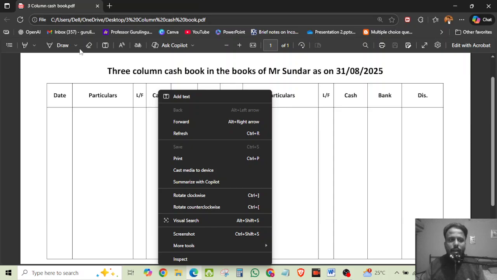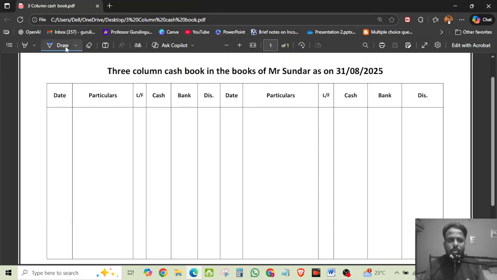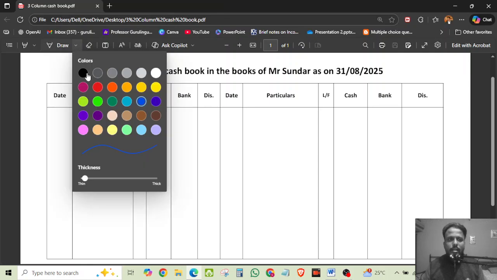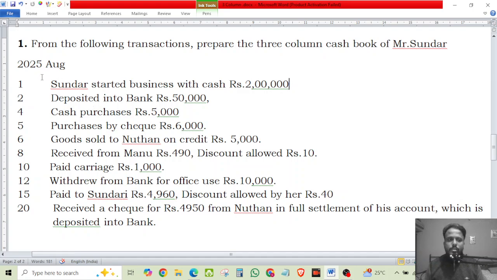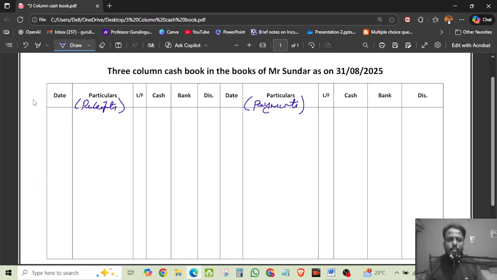So here we'll write the entry for this. In another way, if you want to learn, cash is coming inside the business, so therefore you are supposed to take it in the debit side. In the particulars here I'll give one more name, that is receipts. Particulars in the credit side I'll give a name called payments. So all the receipts will be written in the debit side, all the payments will be written in the credit side. So the date is 1st of August 2025.